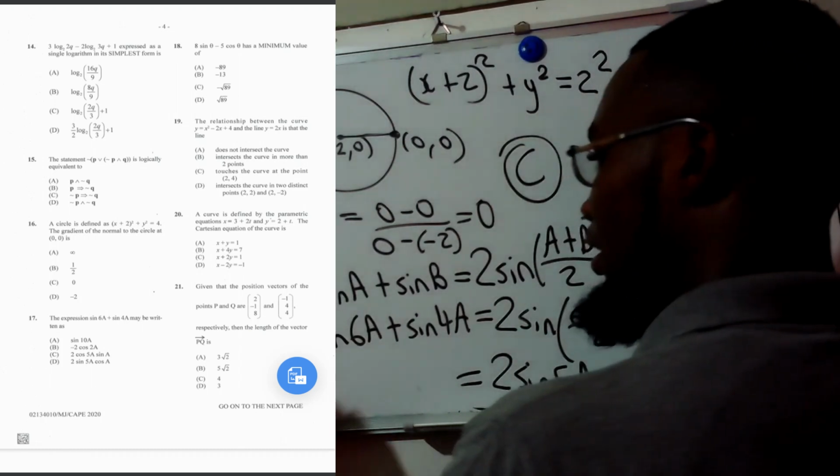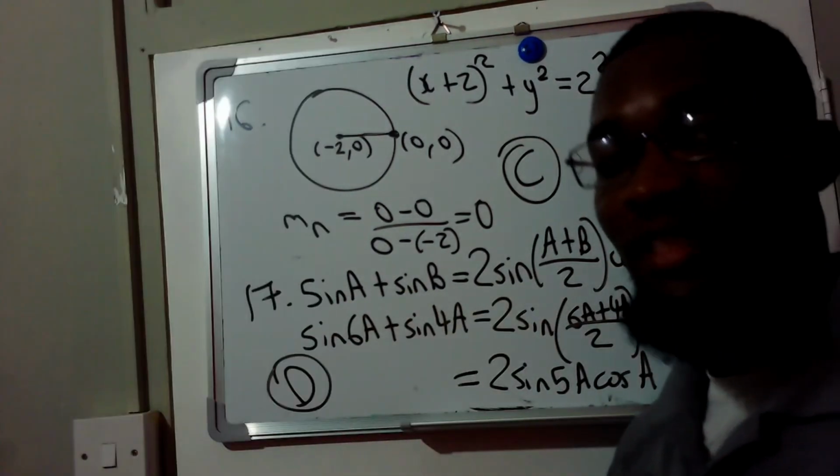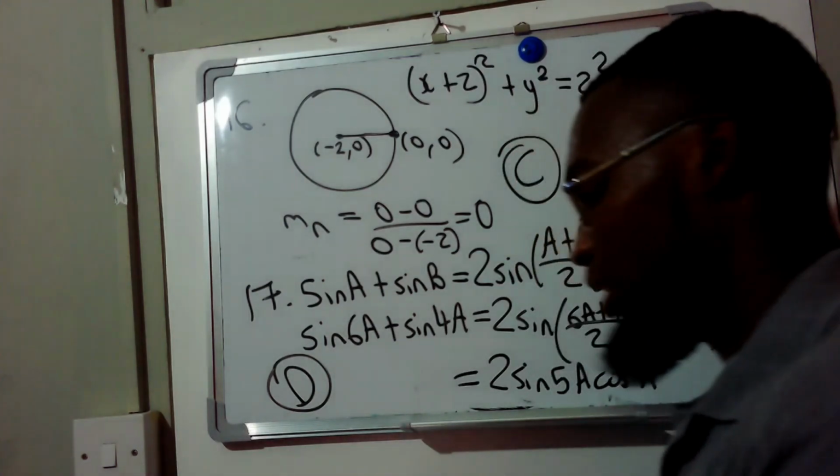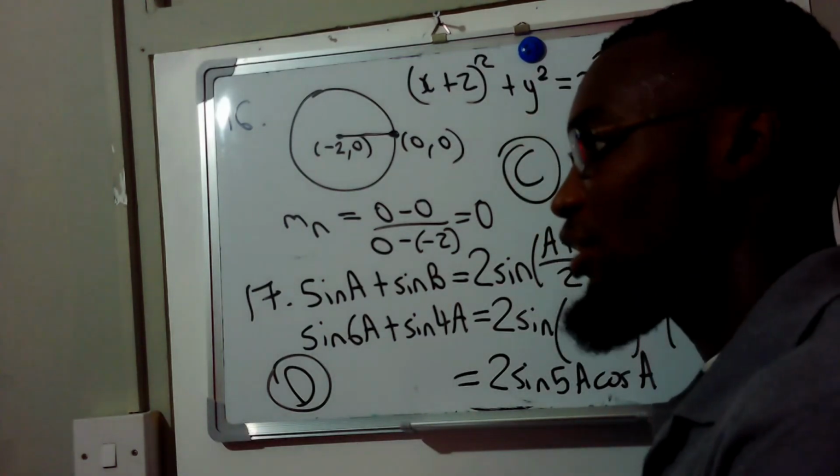That's option D. So remember, the sum of two sines is twice the sine of half the sum times the cos of half the difference.